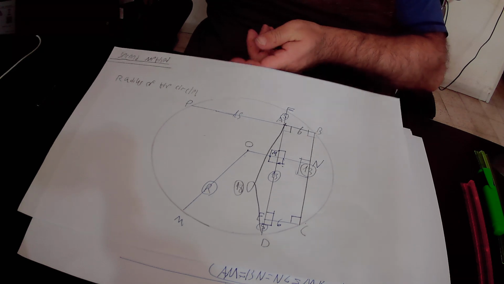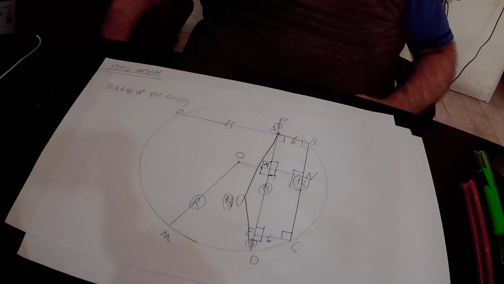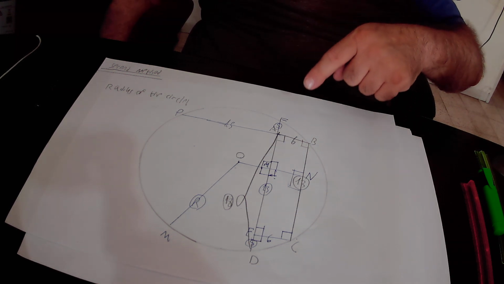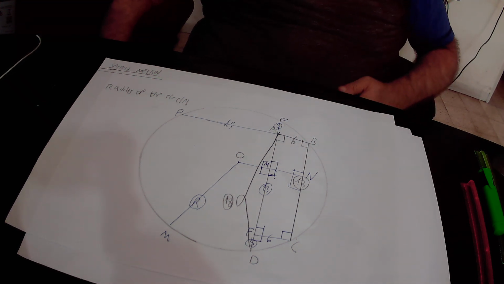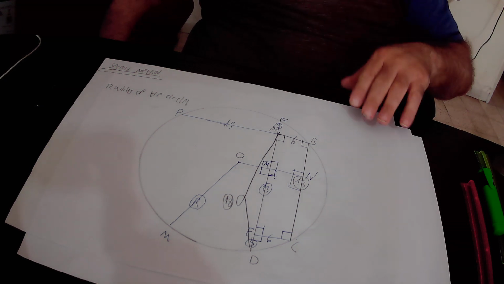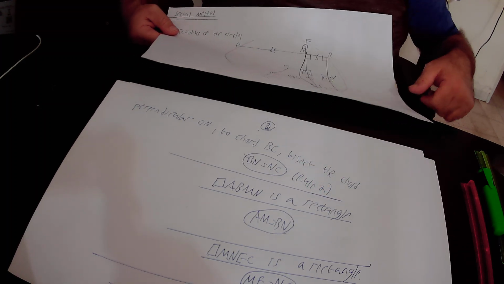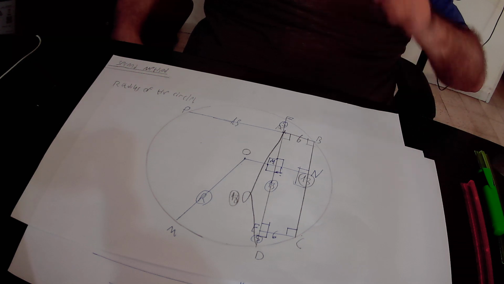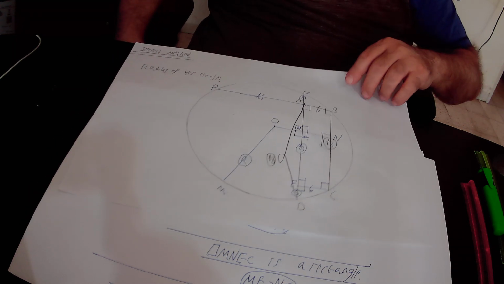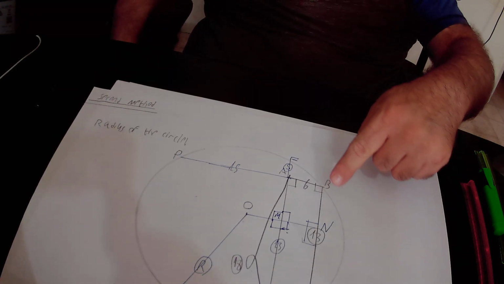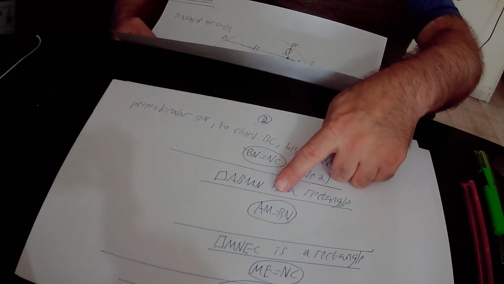Then we focused on quadrilateral ABMN. Inside this quadrilateral we have 1, 2, 3 right angles, therefore the fourth angle must also be equal to 90 degrees, therefore quadrilateral ABMN is a rectangle. We know that the opposite sides of a rectangle are equal to each other. That is to say, NC equals ME. That is to say, BN equals AM.